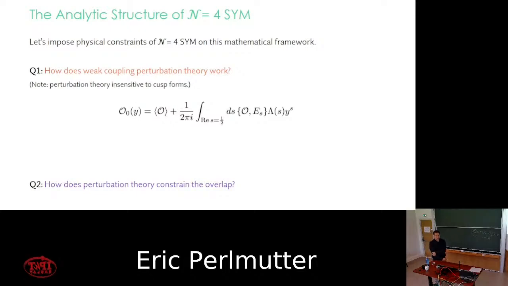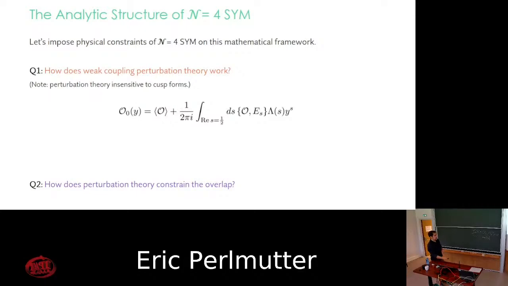OK, so there's some obvious questions about trying to constrain the overlaps of N equals four observables in this framework by imposing what we know about the theory. So the first is that it must have a sensible perturbative expansion. So one would then ask, how does weak-coupling perturbation theory work, and how are the overlaps constrained? Okay. So before I proceed, note that perturbation theory is insensitive to cusp forms because they decay exponentially at large y, which was small g.